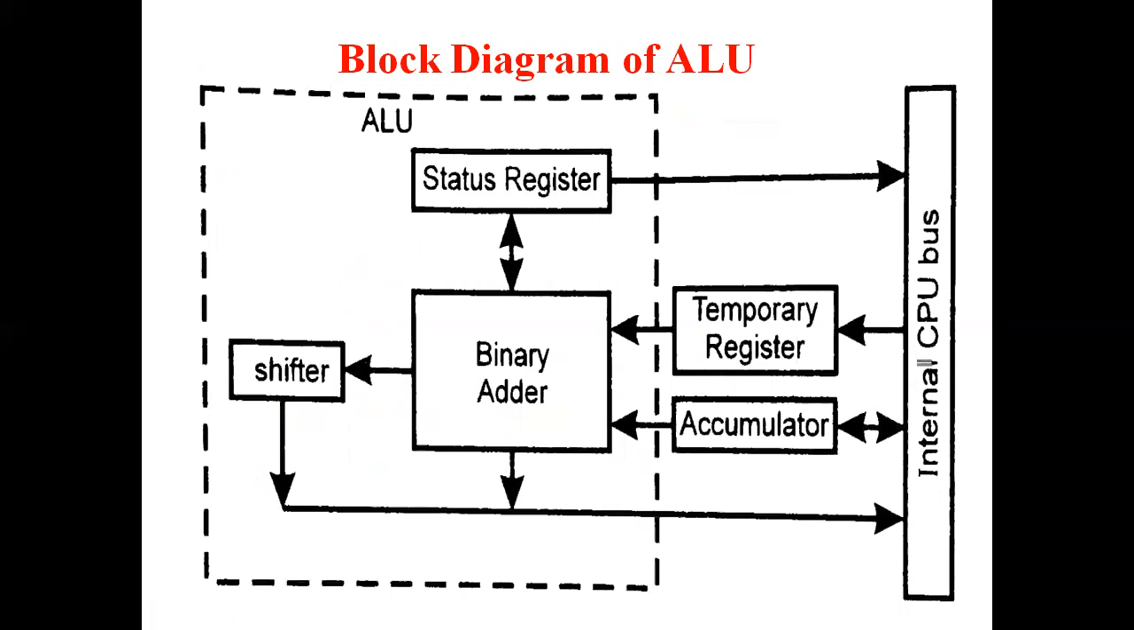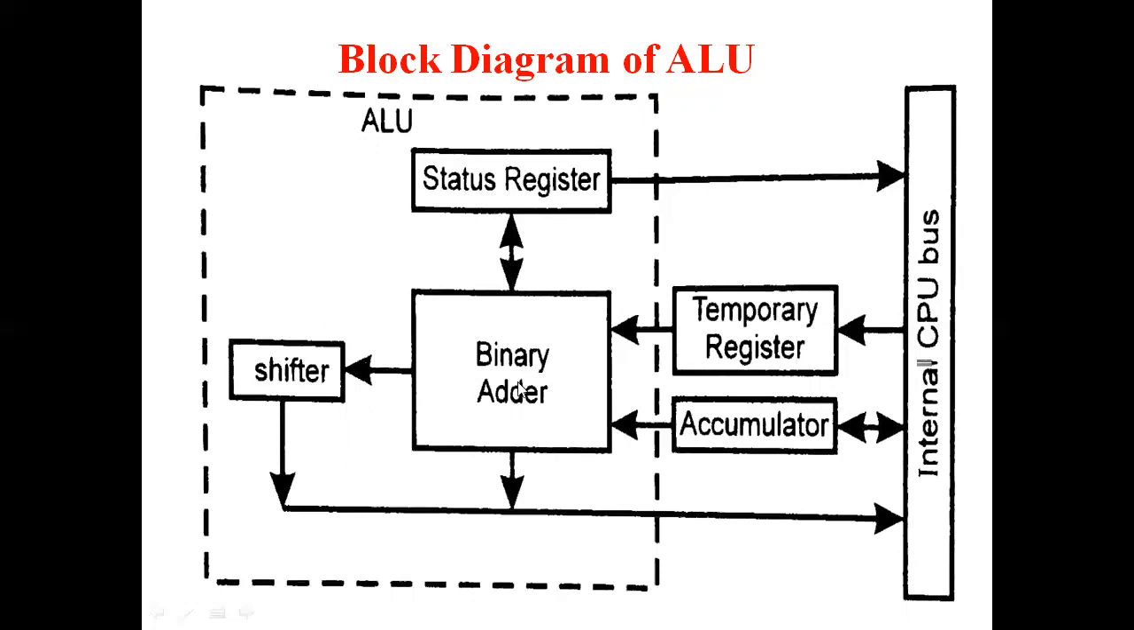So we are using registers: status register, shifter, binary adder, temporary register, and the accumulator, which is also a register. So these are the registers we are using in the ALU. First understand what we mean by register. It is a small amount of storage available as part of a CPU. All information in a computer is stored and manipulated in the form of binary numbers. So the computer will understand only binary numbers, that is 0 and 1.